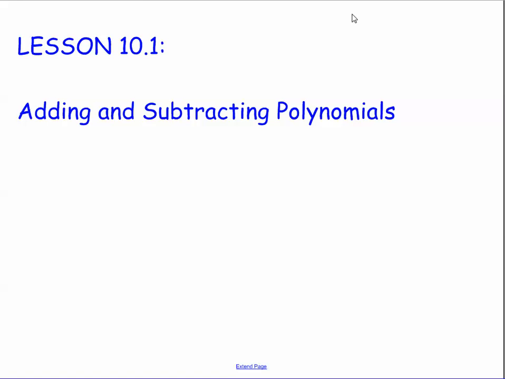Welcome to Chapter 10, Section 1, a lesson on adding and subtracting polynomials. You should have your note sheet printed off so that we can go through a few examples together.